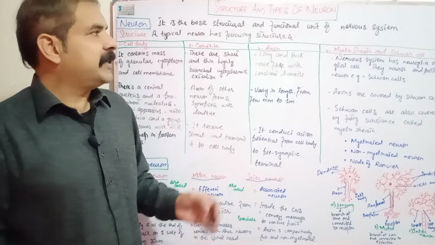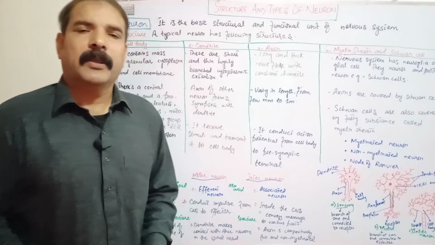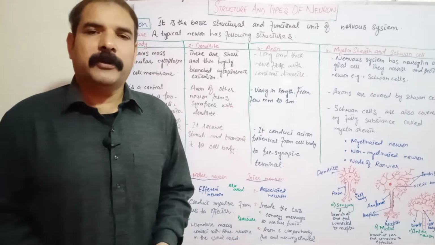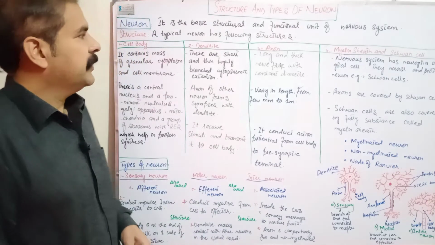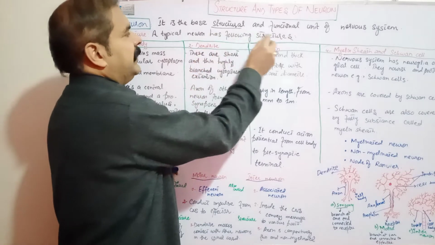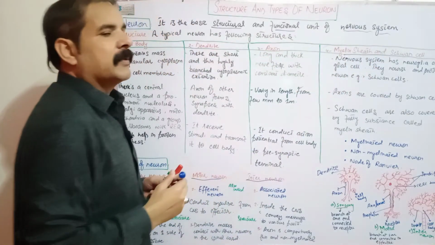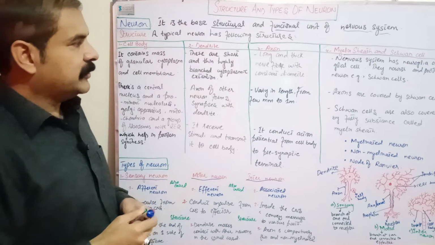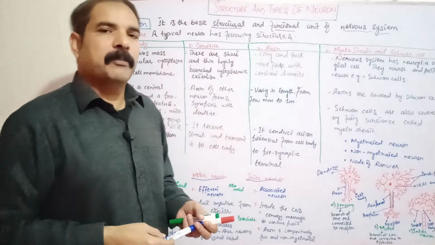The topic of today is structure and the types of neuron. What is the neuron? The neuron is the structural and the functional unit of nervous system. So it is the structural and the functional unit of human nervous system. On the basis of structure, the neuron has four major components.